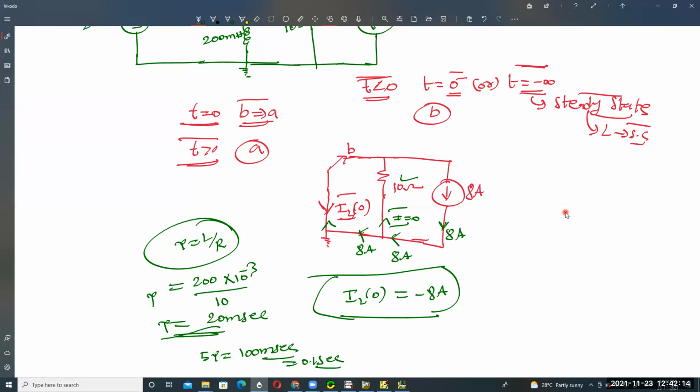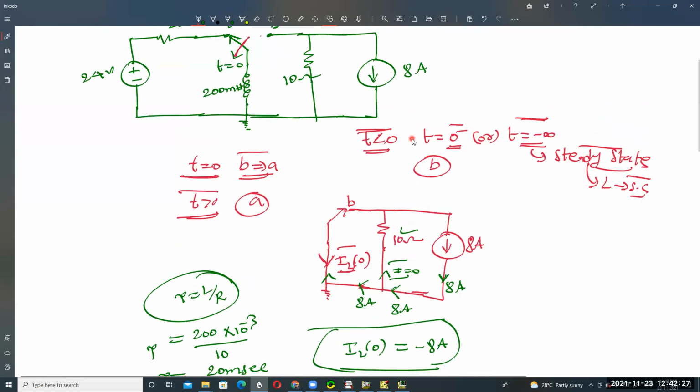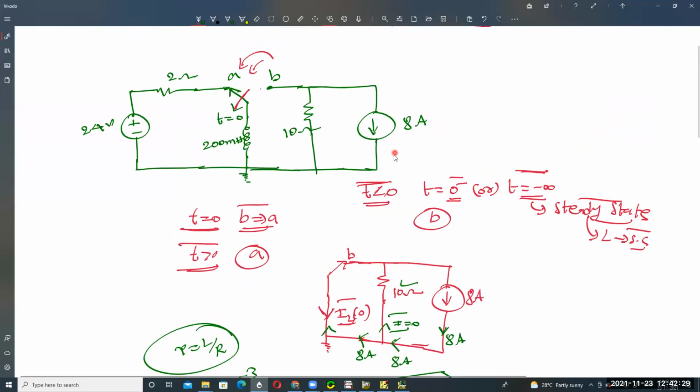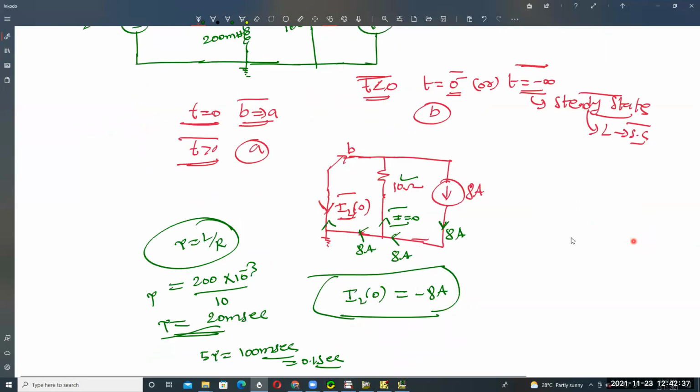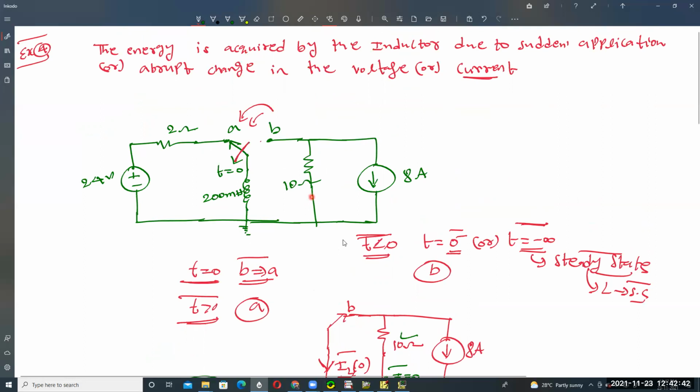That means IL of 0 is known. Then how do we find IL of infinity? Under steady state condition, after the switch is in position A, we will find the current. IL of infinity is nothing but, if the switch is in position A for t greater than 0, after the switching action.